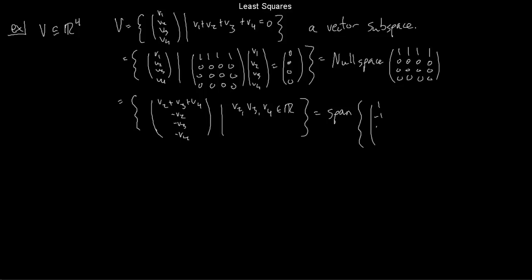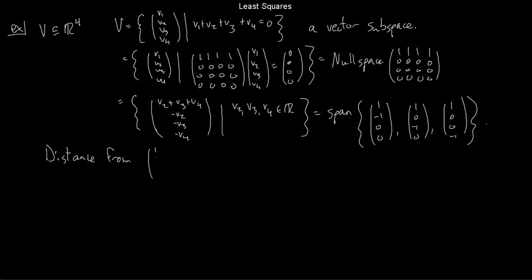And if you write that out, you get a span of, in v2 you get 1 and a minus 1 and then zeros. In v3 you get 1, 0, minus 1, 0, and in v4 you get 1, 0, 0, minus 1. So those 3 vectors are clearly linearly independent and span this space, because I just checked that it was the null space. So that's a basis for the vector space V.